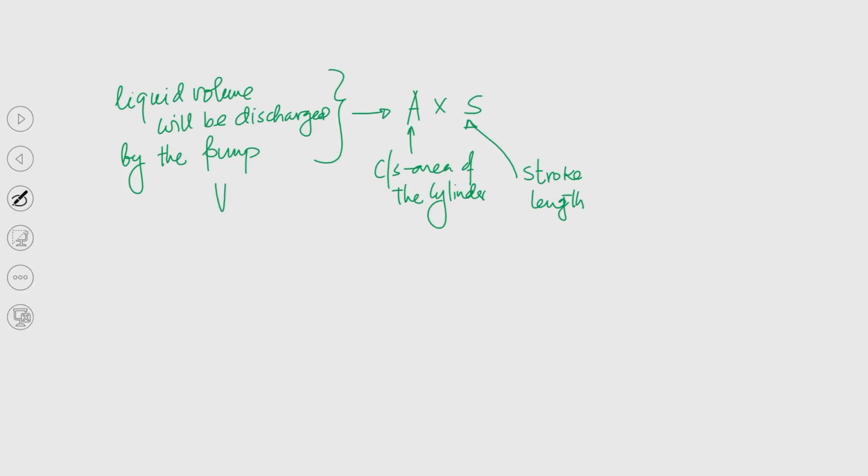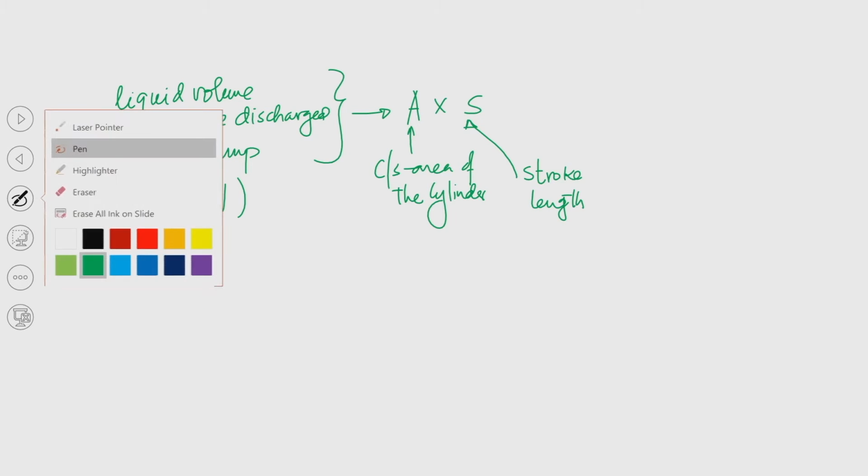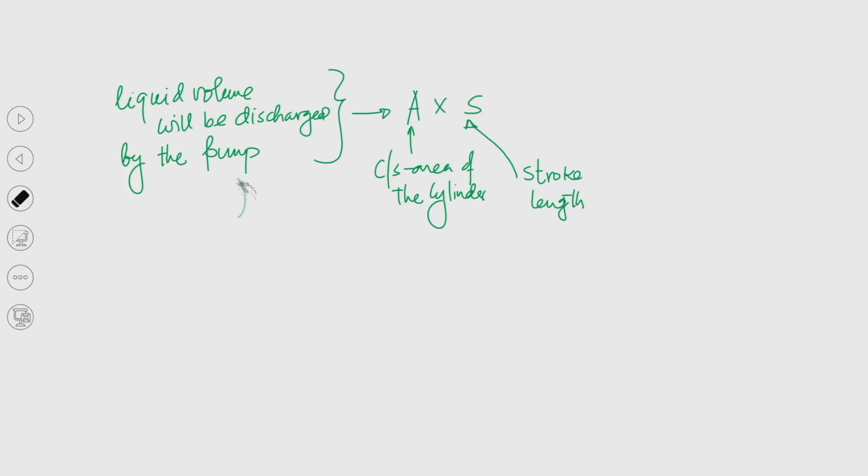So, if this is V, so that is N. So, basically what we are telling, that is right. So, A into S, so now I can give the name. So, this is equal to V, volume.